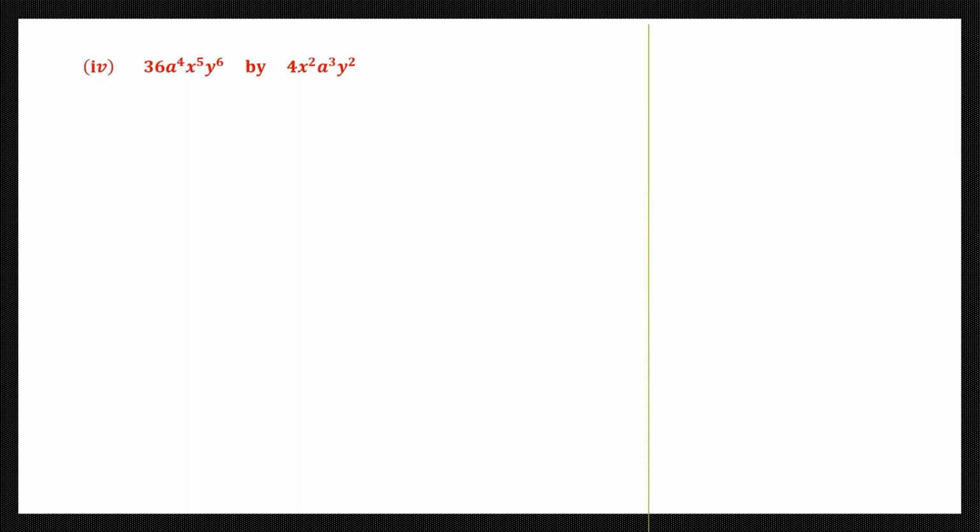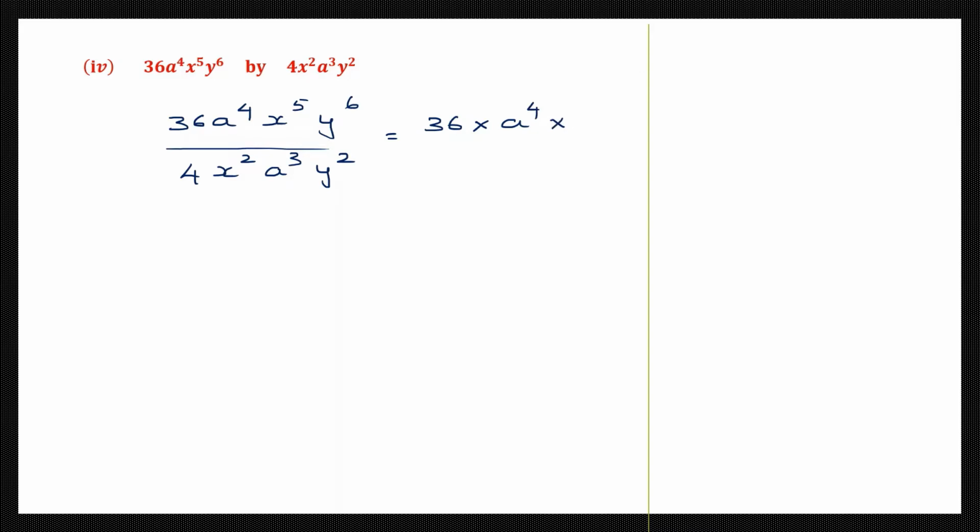Question 4. Here I have 36 a to the power of 4 x to the power of 5 y to the power of 6 divided by 4 x to the power of 2 a to the power of 3 and y to the power of 2. So this will be 36 into a to the power of 4 into x to the power of 5 into y to the power of 6 by 4 into x square into a to the power of 3 into y square or y to the power of 2. Now let's cancel what we can.